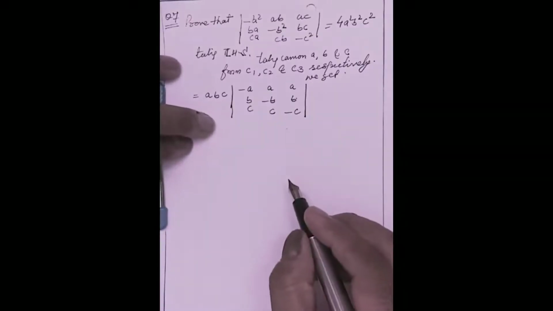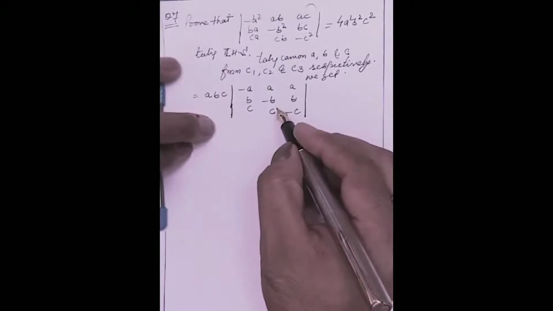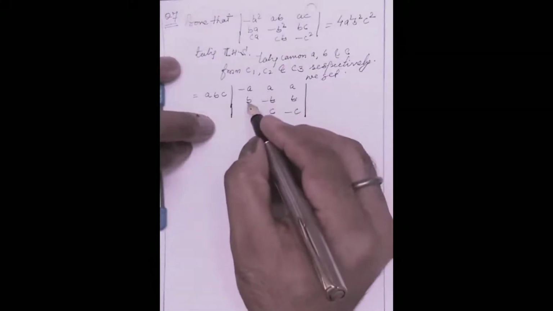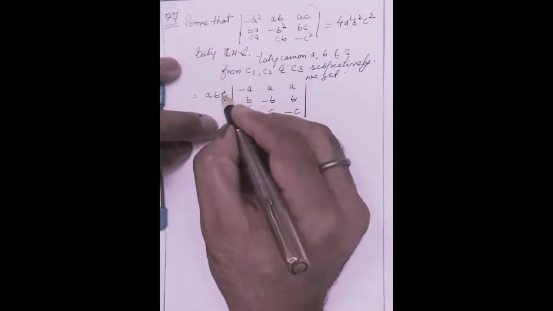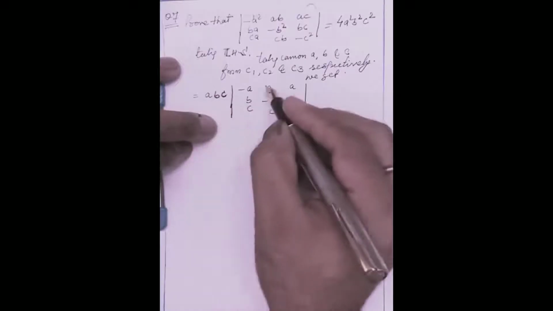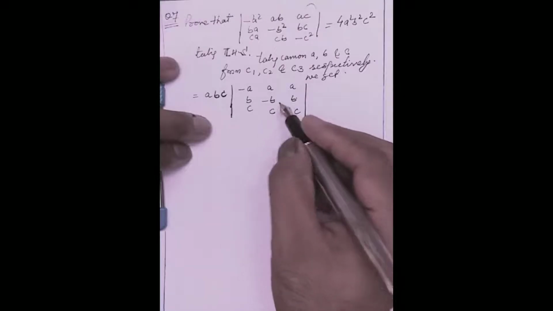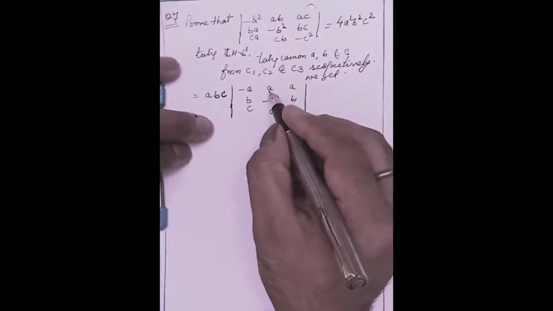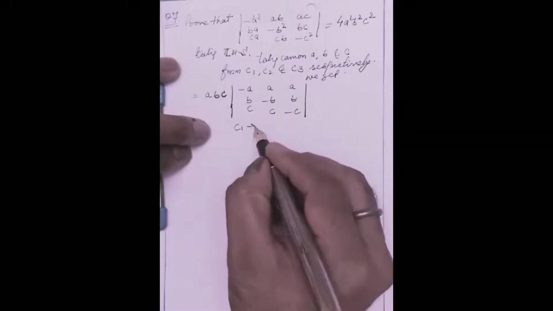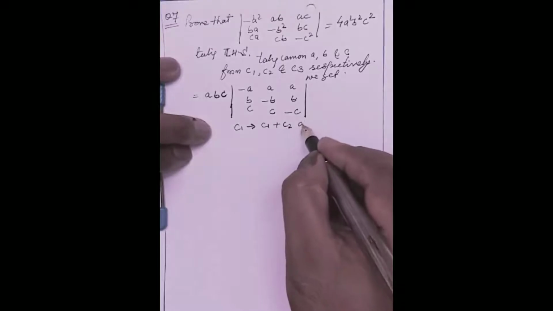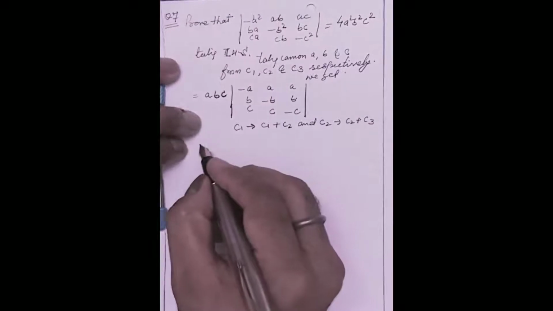Now we need to put some operation on the determinant, that is, if we add these two we will get 0, if we add these two we will get 0. Our prime aim while solving a determinant is to get as many zeros as possible. So what we are going to do, if we are adding C2 and C3, then we also get 0 here. So we will change C1 with the help of C1 plus C2 and C2 with the help of C2 plus C3. These two operations we are going to give.